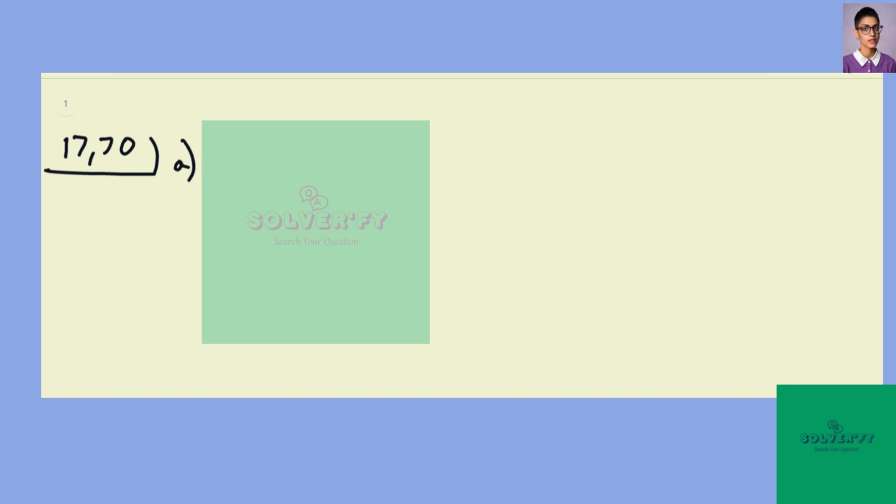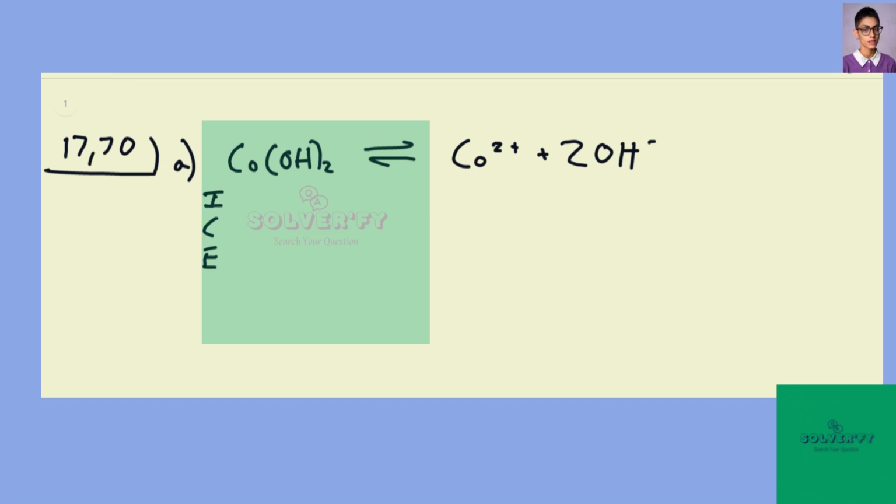So here, to know if precipitation will occur, we need to calculate Q. So we can go ahead and write the expression for the equilibrium of cobalt hydroxide in solution. So we have cobalt 2 plus and 2 hydroxide anions. And the initial concentration of cobalt, we're told, is 0.02 from the cobalt nitrate. The concentration of hydroxide we can find from the pH, which we're told is 8.5.